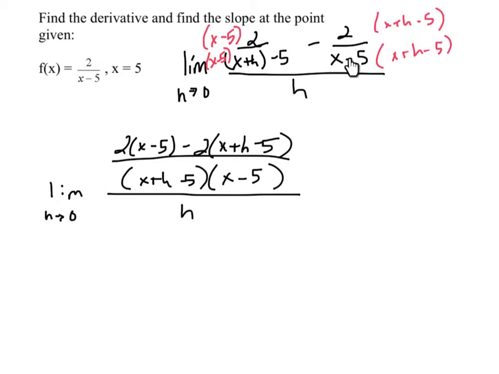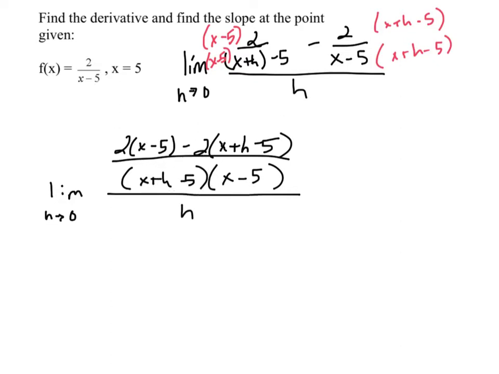With a fraction, the first thing I needed to do was get a common denominator. So I multiplied this by x minus 5 over x minus 5. I multiplied this by x plus h minus 5 over x plus h minus 5. If you're wondering where the parentheses went around the x plus h, notice that they really weren't that important because it's just x plus h minus 5. So I've rewritten it down here with the common denominator.